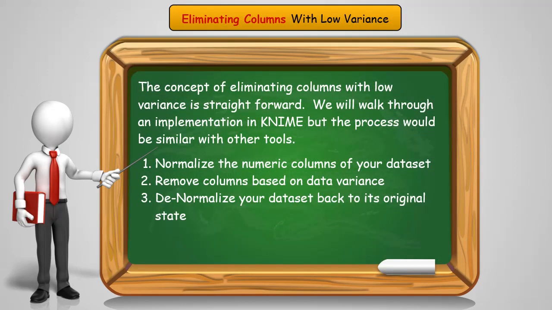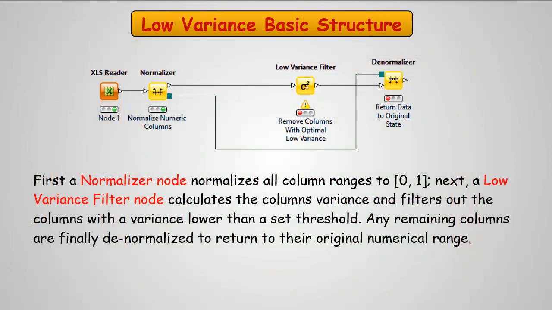So the concept is very straightforward, implemented in Knime. We're going to normalize the numeric columns of the data set, remove the columns based on the data variance, and then denormalize the data back to its original state. The basic structure is, first we use the normalizer node after we've read our data and normalize all column ranges to a value of 1 to 0. Next we use the low variance filter node that calculates the column's variance and filters out those with a low variance. And then we use the denormalizer to put it back into the range it originally was.